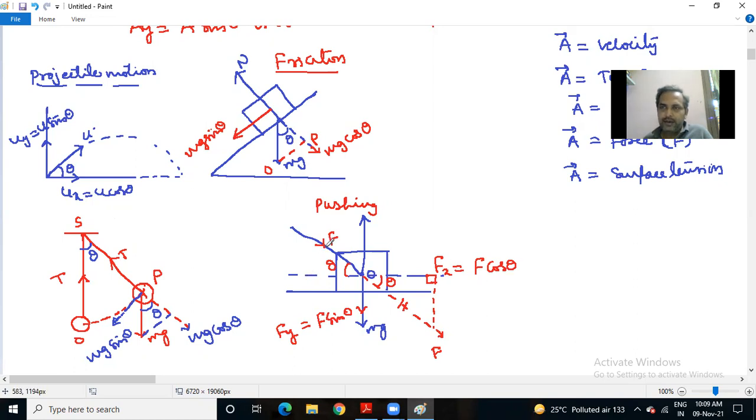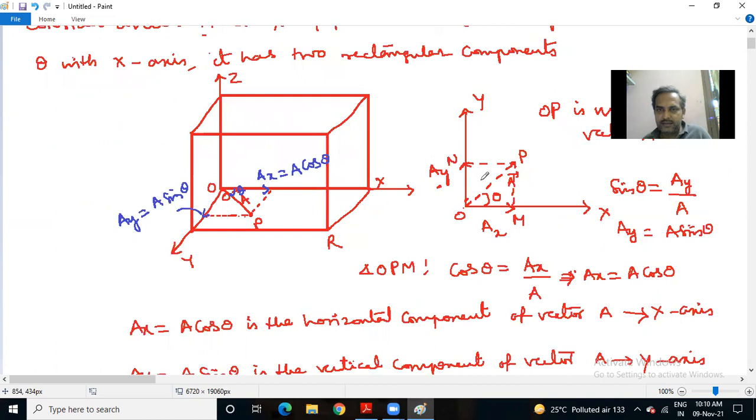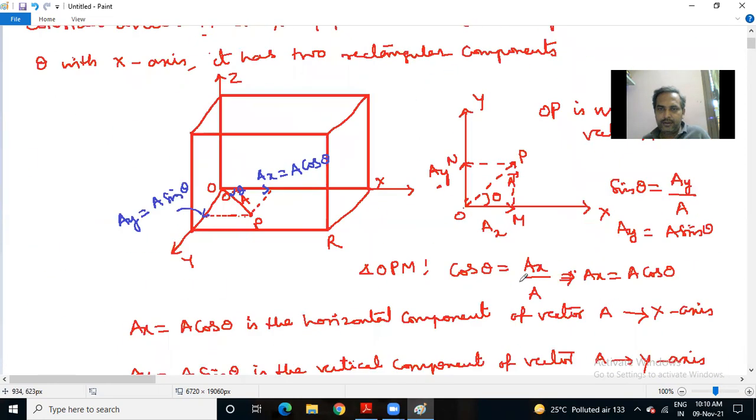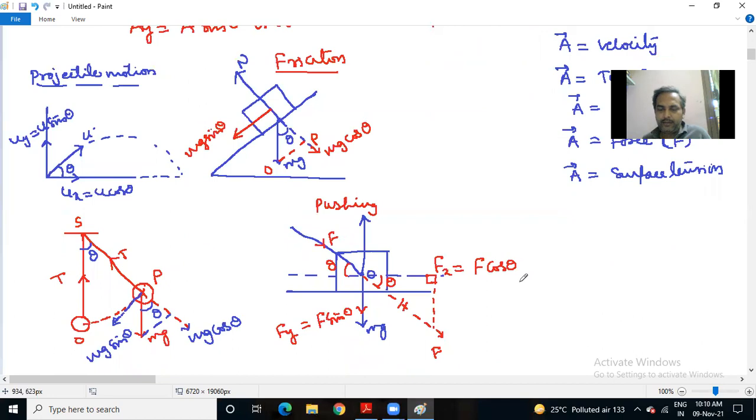Students, in my next video, I'll continue with how the components come whenever a vector falls in space, in the three-dimensional plane. When a vector falls in the two-dimensional xy plane, we had two components. Suppose the same vector falls in the three-dimensional plane, how can it be resolved? We'll continue with that in the next video.